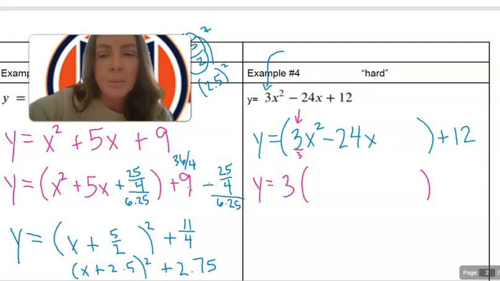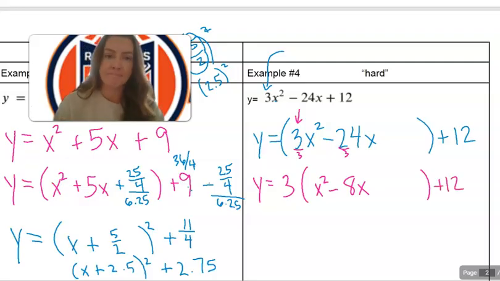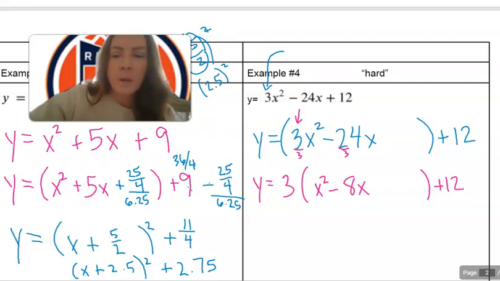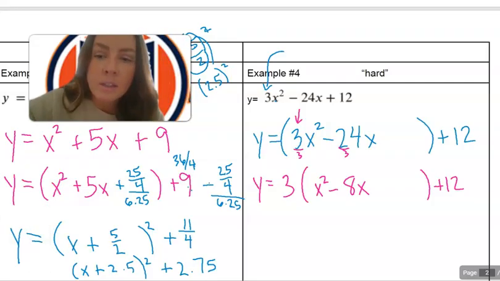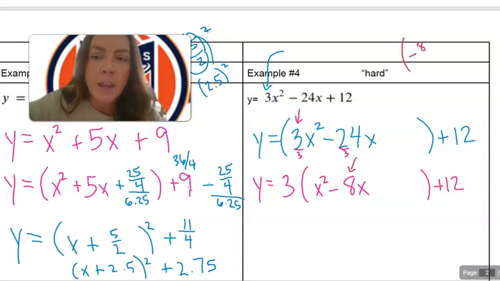So if we divide by 3, we get x squared minus 8x. Now I'm only going to do it to the terms that are in the parentheses. I don't do it to the 12. It's outside. When we go to complete the square, we still use the new b though. So we're going to take negative 8 divided by 2 and square it. So negative 4 squared is still 16.